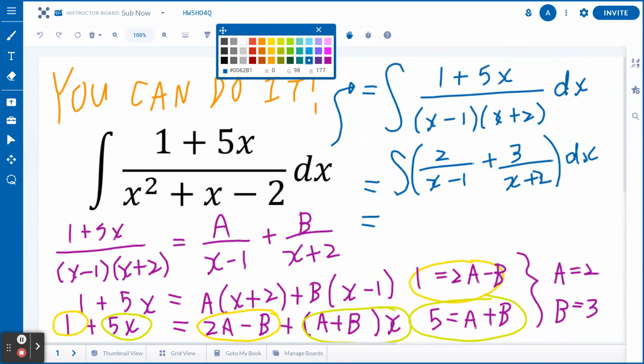When you find the antiderivative of something divided by x plus or minus something else, this is basically going to be 2 times ln of the absolute value of (x − 1) plus 3 times ln of the absolute value of (x + 2). Don't forget you're adding a constant C to represent infinitely many cases. I hope this makes sense.